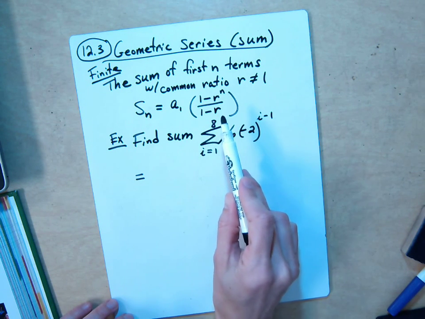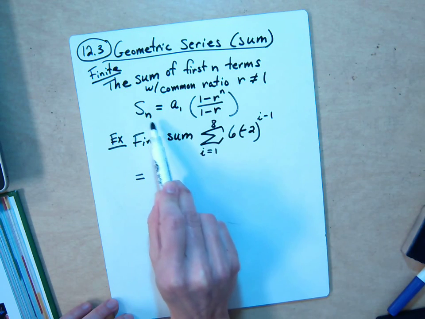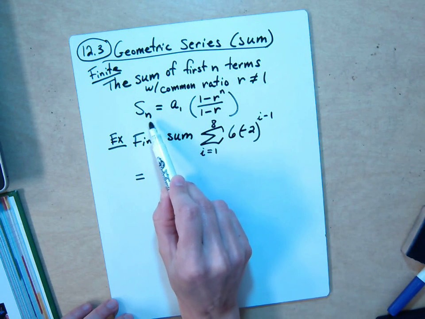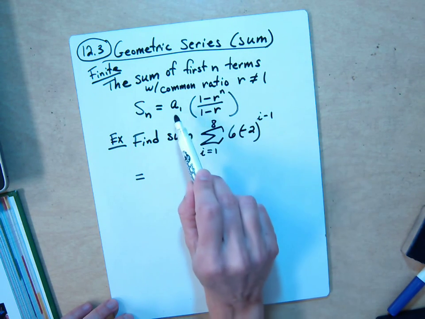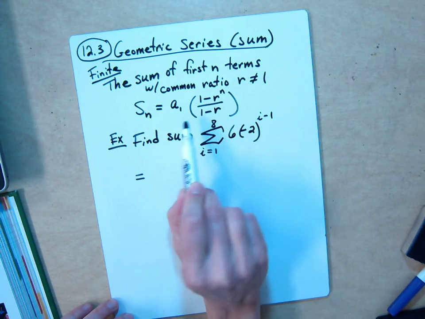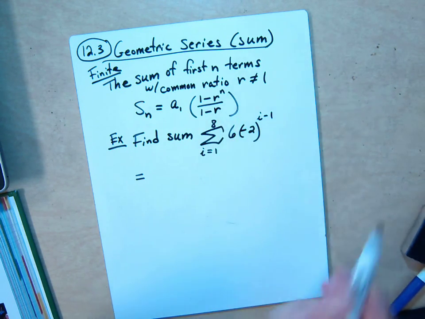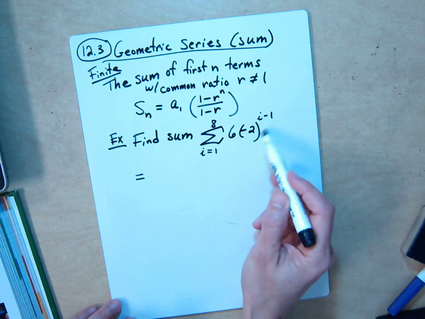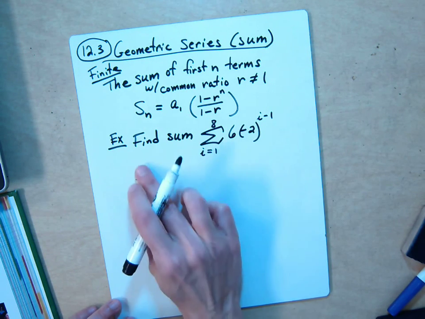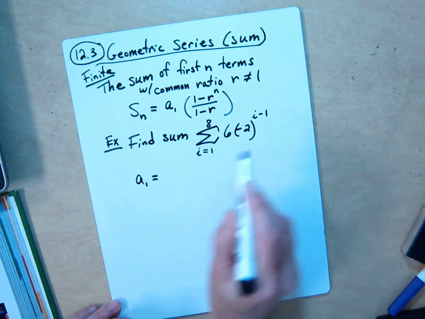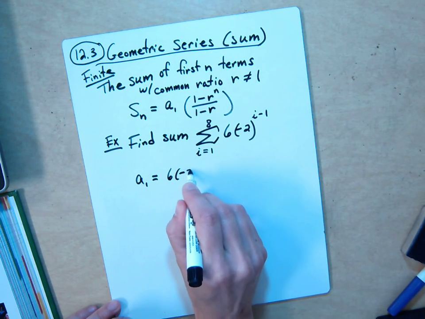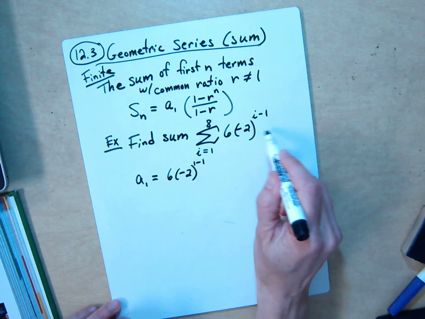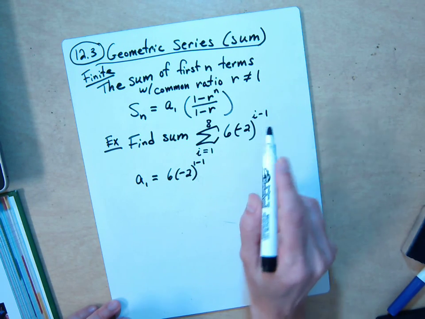So to use the formula, we know that n is what? How many terms? Number of terms? There are 8. So n is 8, so we got that. We need to find a sub 1 and r. We need to know only the first term and the ratio, and then we can plug in the formula. So the first term, well, you just have to plug in 1 into the expression. So I just need the first term, and that would be 6 times negative 2 to the 1 minus 1. All I did was expand this to find the first term.